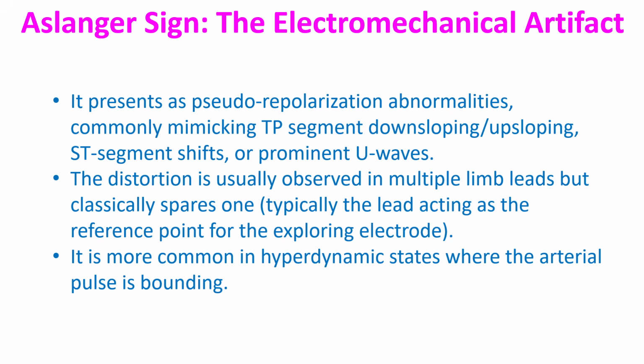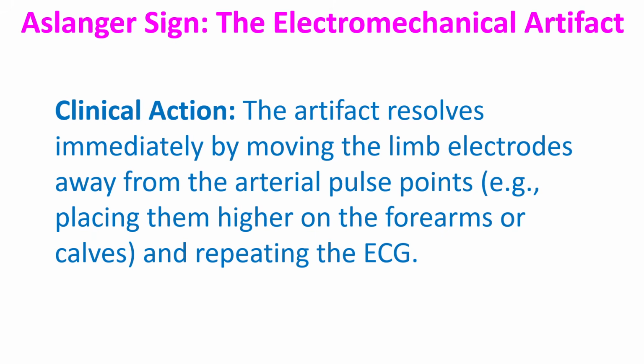It is more common in hyperdynamic states where the arterial pulse is bounding. The artifact resolves immediately by moving the limb electrodes away from the arterial pulse points. Example, placing them higher on the forearms or calves and repeating the ECG.